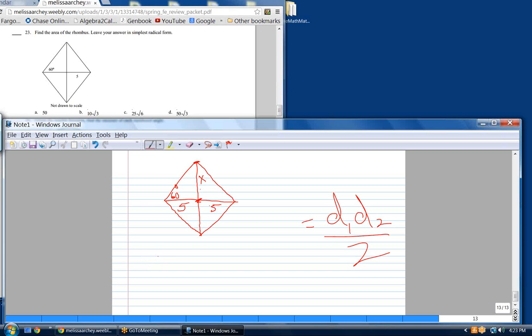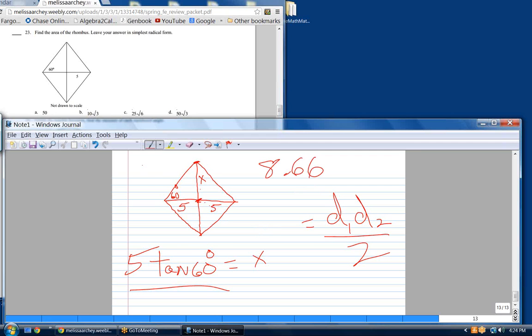So what's the equation I can write? The tangent of 60 equals x over 5. Multiply both sides by 5. What's x equal to? Go ahead and put this in your calculator. Tangent of 60. That comes to 1.73 times 5. 8.66 equals x. Okay, so what's the second diagonal?